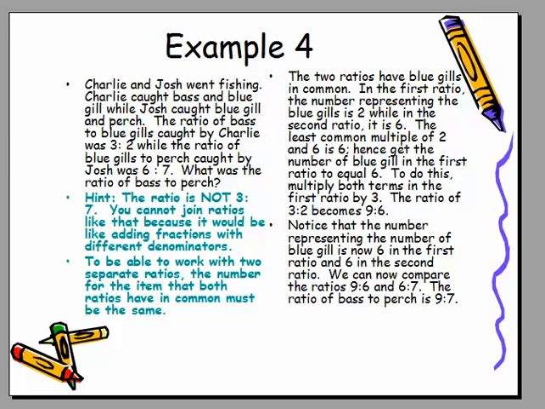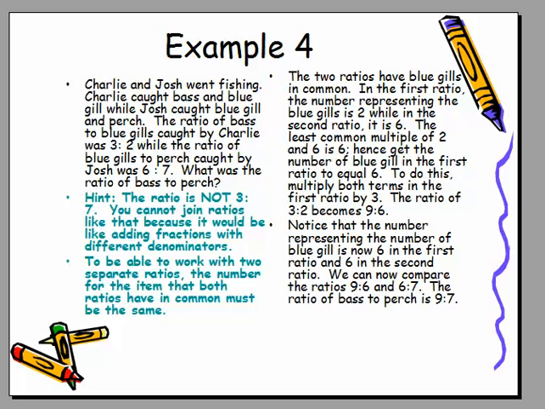You cannot join ratios like that because it would be like adding fractions with different denominators. To be able to work with two separate ratios, the number for the item that both ratios have in common must be the same. Notice that both Charlie and Josh caught bluegills. In the first ratio, the number representing the bluegills is 2, while in the second ratio it is 6.